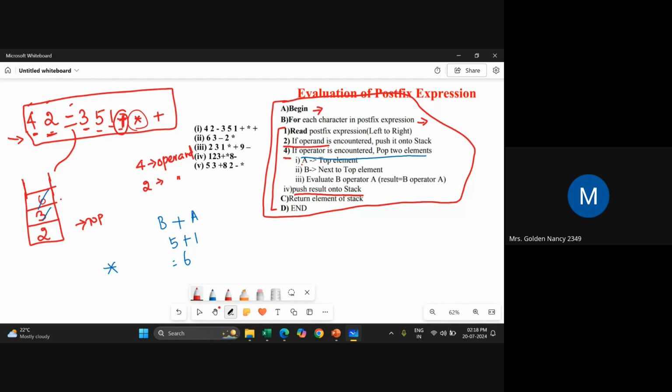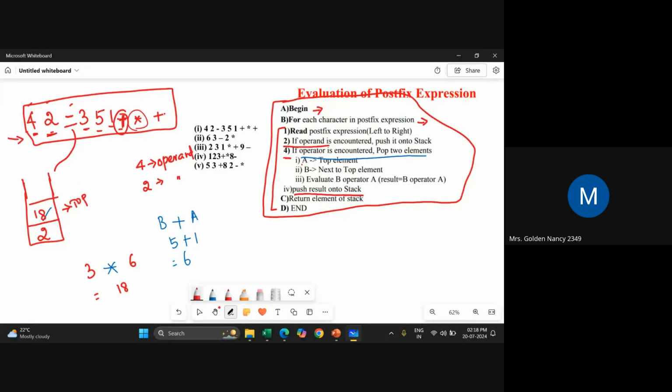So 6 and 3, this is A, this is B. So B is 3, this is 6. So 6 3s are 18. Once you got this answer, you have to push this element inside the stack. So top will be incremented and 18 will be pushed onto the stack. So this is your new top.